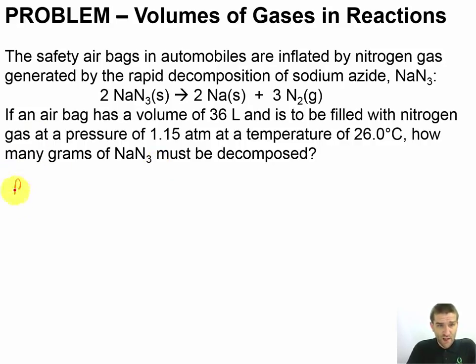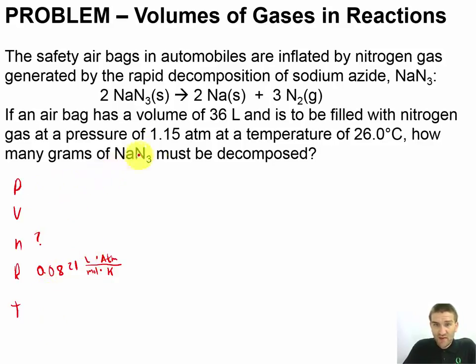First thing I like to do is set up my P, V, n, R, and T over here on the side, because I can just lay out everything that I know for the 5 pieces of my ideal gas law. My goal here is to determine grams of sodium azide, and to get to grams I always have to go through moles, right? So n is the part that I'm solving for in the ideal gas law portion of the problem. I also will always know that R is 0.0821 liters atmospheres over moles Kelvin.